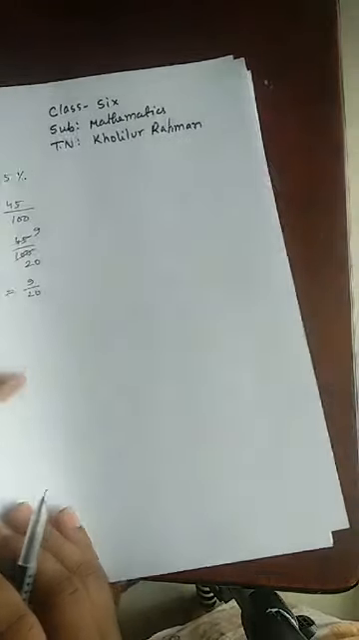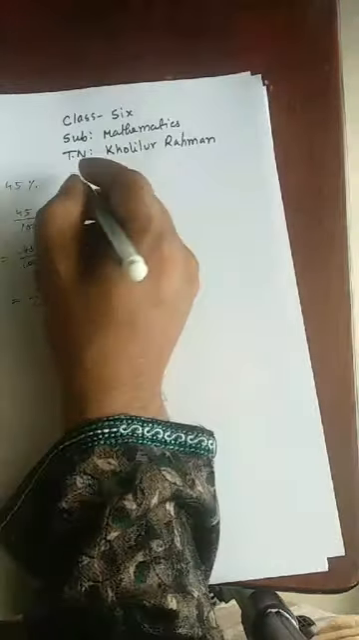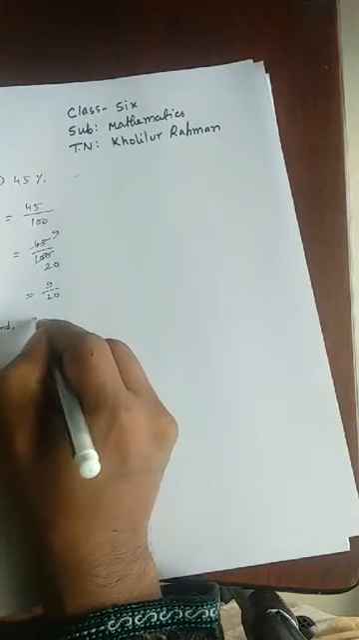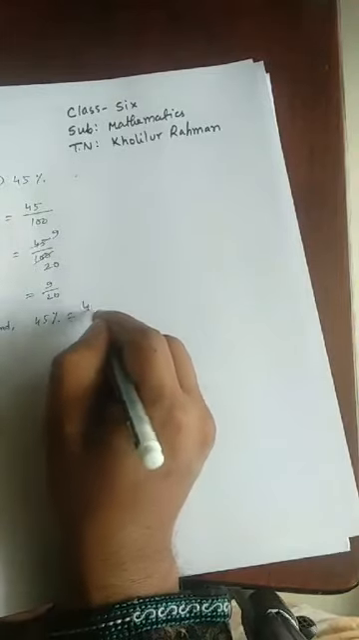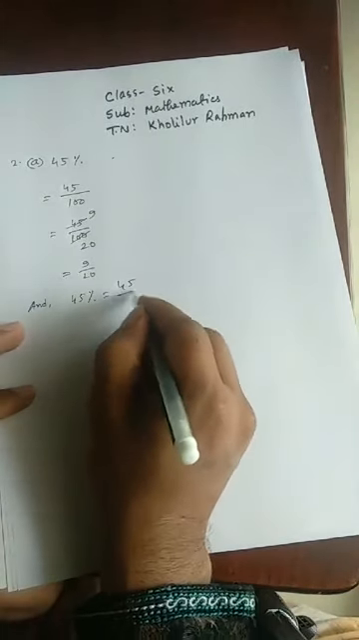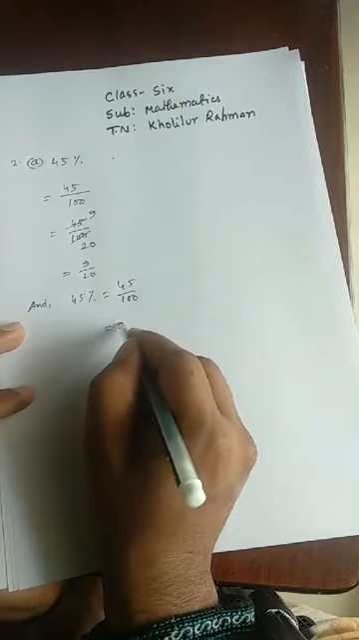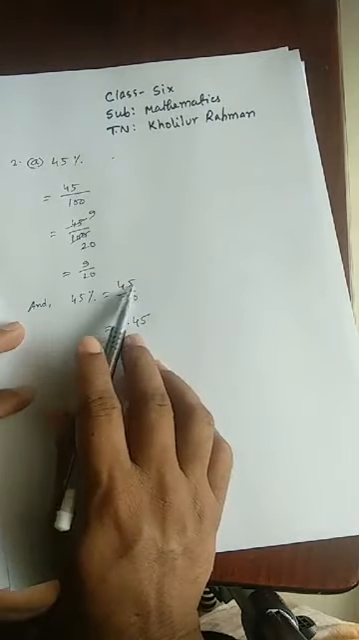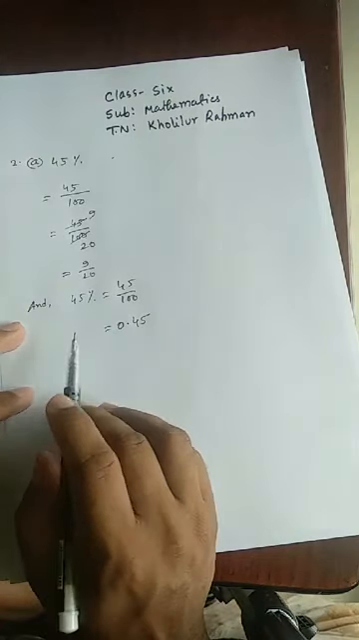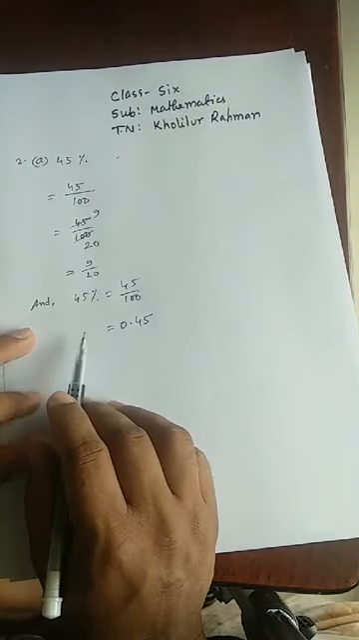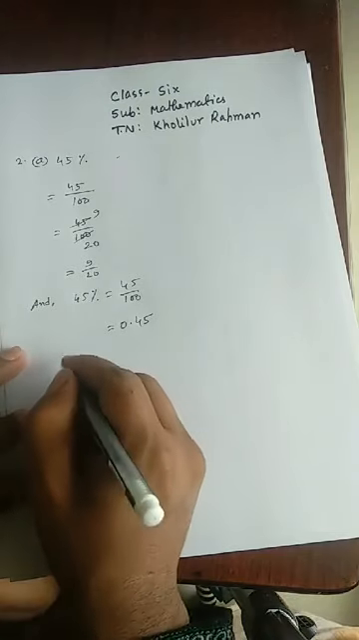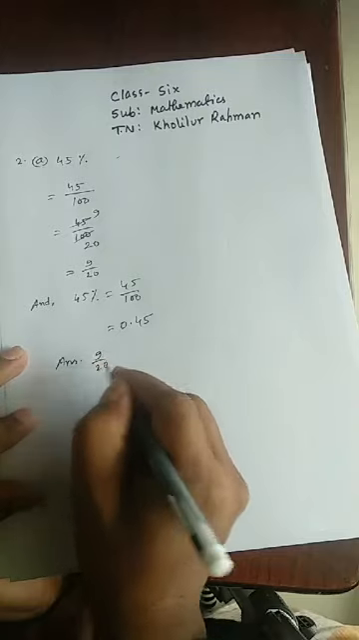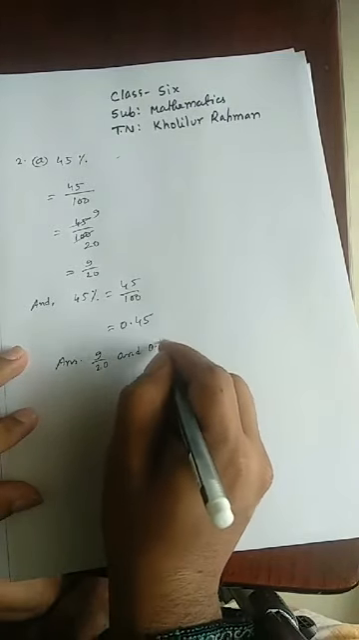You also convert it into decimal. 45%, you can write it as 45 by 100. Can you see? So it will be 0.45. You see 1 and 2 zeros, so you have to put 2 digits after the decimal. Easy way. So what will be the result? Answer: 9/20 as fraction and 0.45.